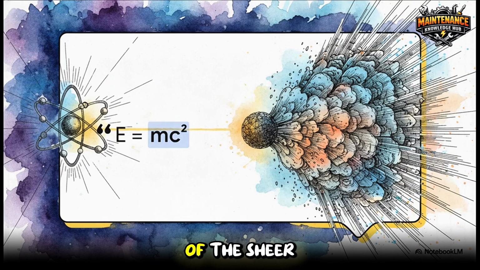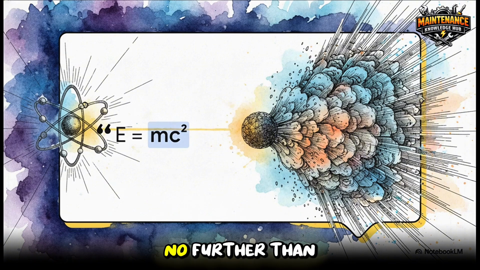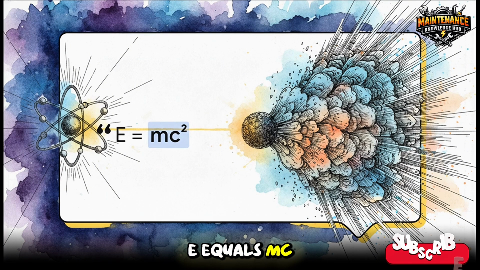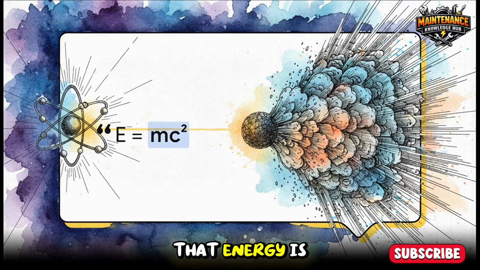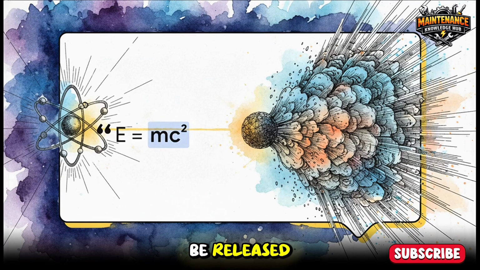And to give you a sense of the sheer, awe-inspiring scale of potential energy, we literally have to look no further than Einstein's famous equation for nuclear energy, E equals mc squared. This elegantly shows that energy is equal to mass times the speed of light squared. It's a great reminder that even a tiny, microscopic amount of physical mass contains an absolutely staggering amount of stored energy just waiting to be released.